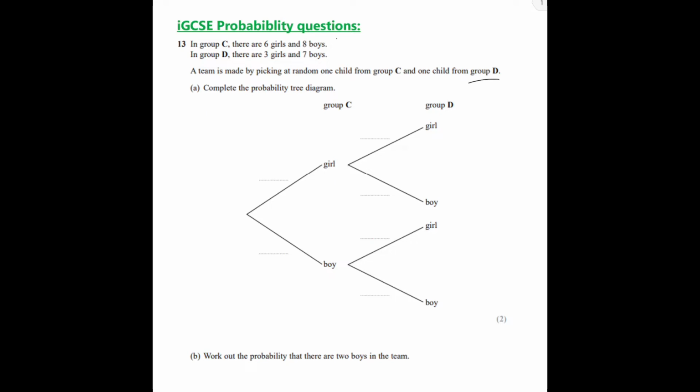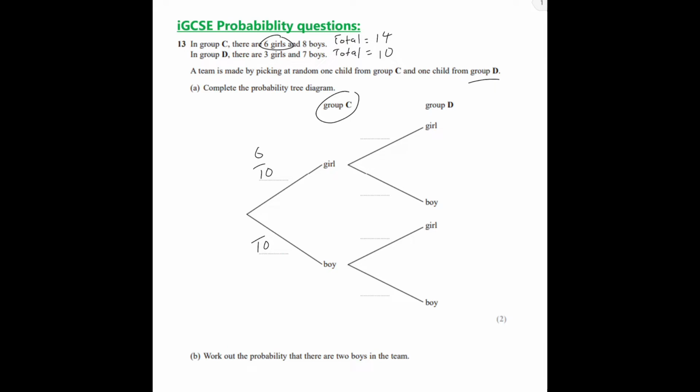Okay, this is pretty simple because we need to understand the total number of children in Group C. In Group C, the total is 6 plus 8, which makes 14. There are a total of 14 children in Group C. Now in Group D, we have to find the total number of children. That is 3 plus 7, which is 10.